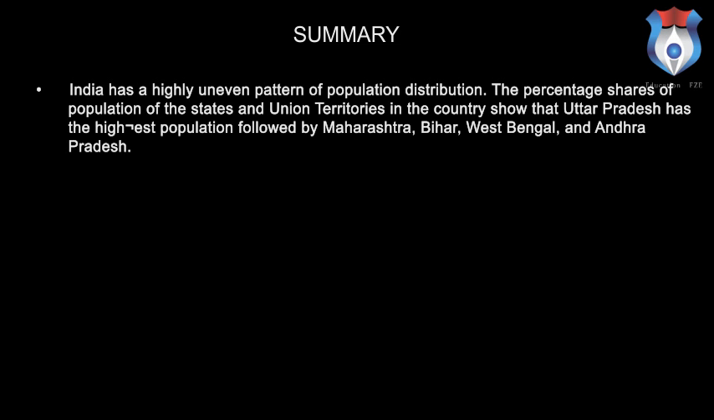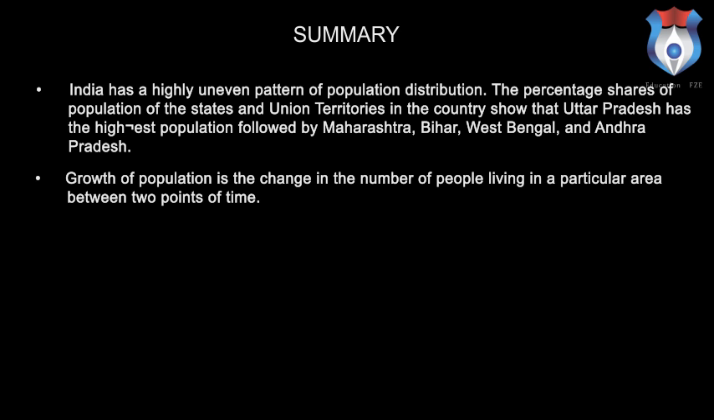Summary. Now in the end, let us summarize what we have learned in this lecture. India has a highly uneven pattern of population distribution. The percentage share of population of the states and union territories in the country shows that Uttar Pradesh has the highest population, followed by Maharashtra, Bihar, West Bengal and Andhra Pradesh.